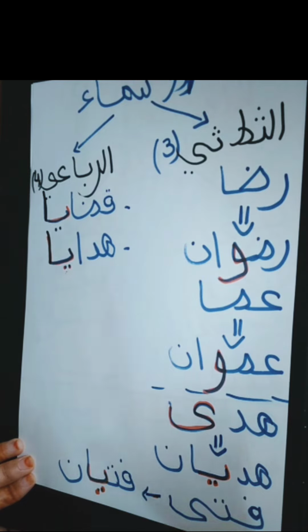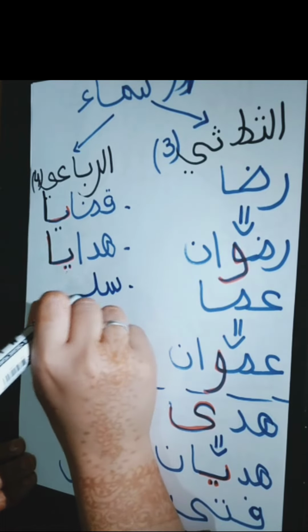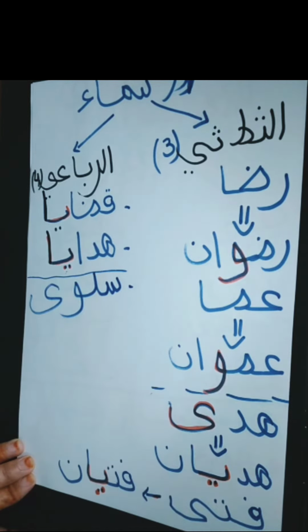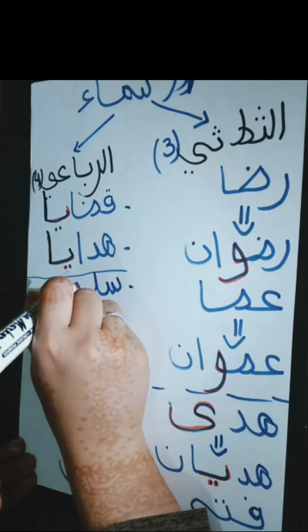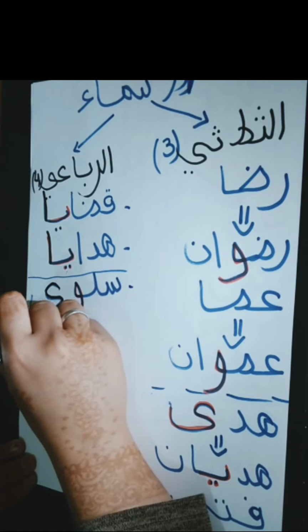If we don't have it, that's what we will see right now. Like we have this word, Salwa. This is a noun, but it has 4 letters. The letter before the end is لواء. It's not ليا. For that we write الألف المقصورة.